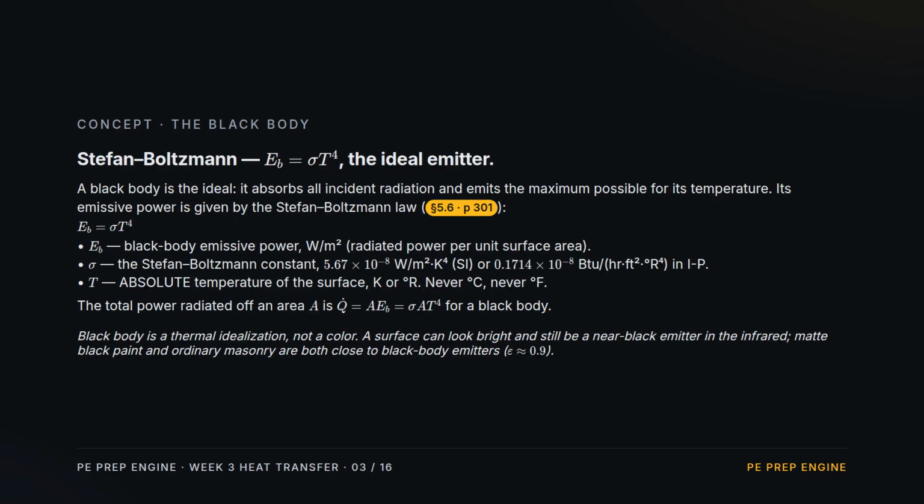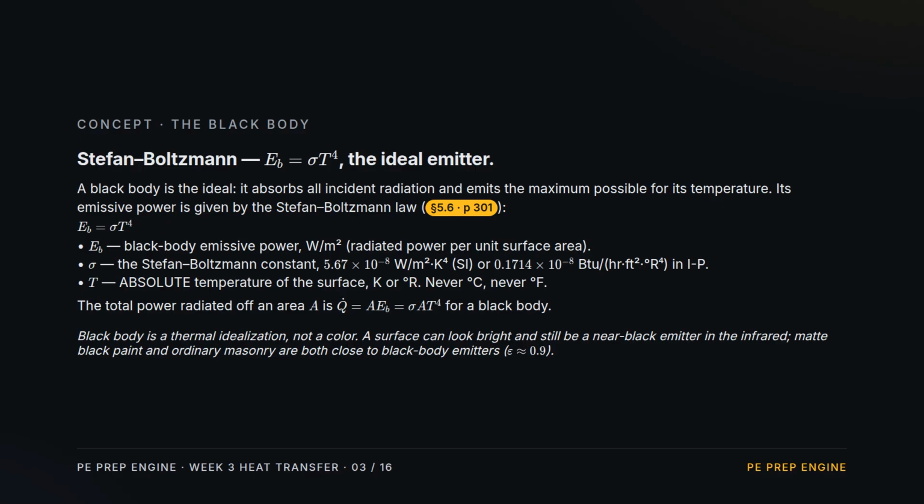Start with the ideal. A black body absorbs all incident radiation and emits the maximum for its temperature. Following the Stefan-Boltzmann law, E_B equals sigma T to the fourth, the radiated power per unit area. Sigma is the Stefan-Boltzmann constant. T is the absolute temperature, Kelvin or degrees Rankine. Never Celsius, never Fahrenheit. Total power off an area A is sigma A T to the fourth.